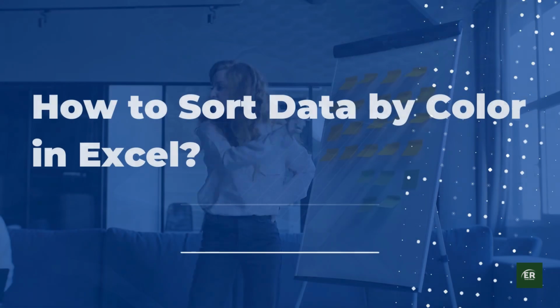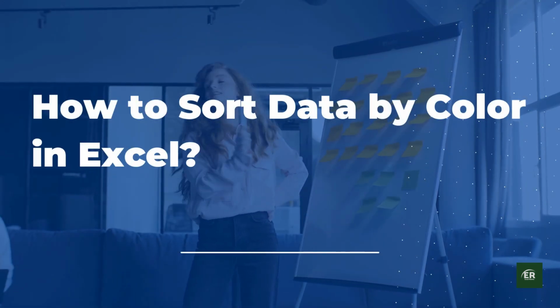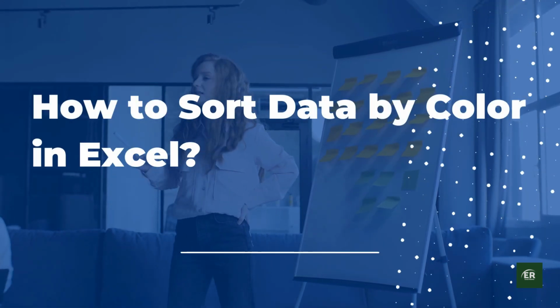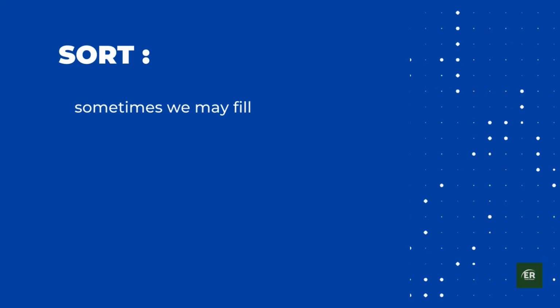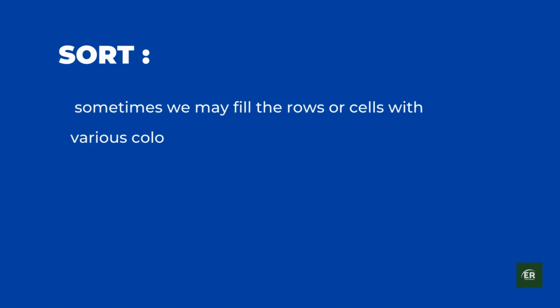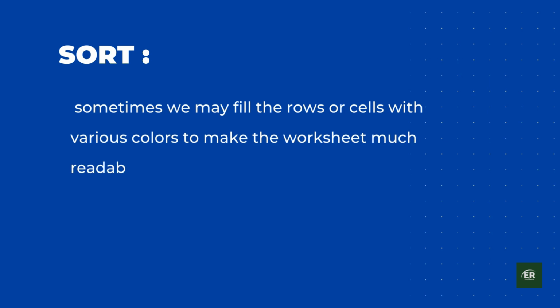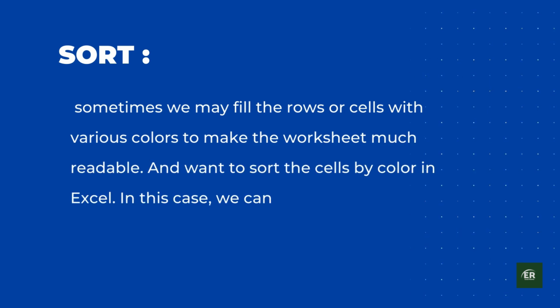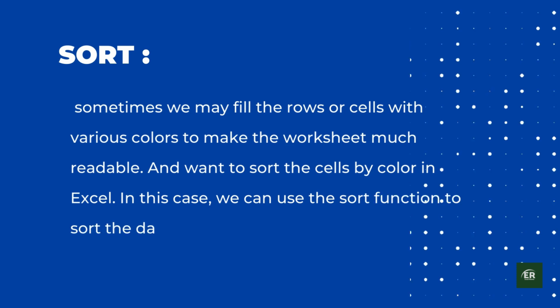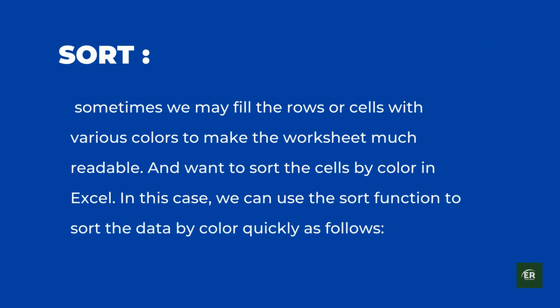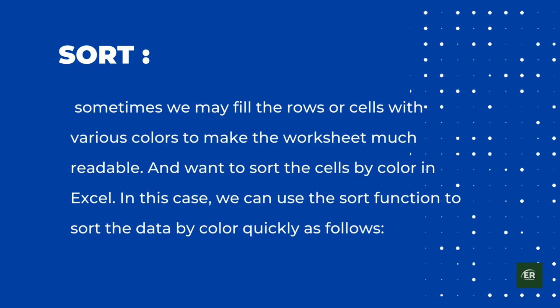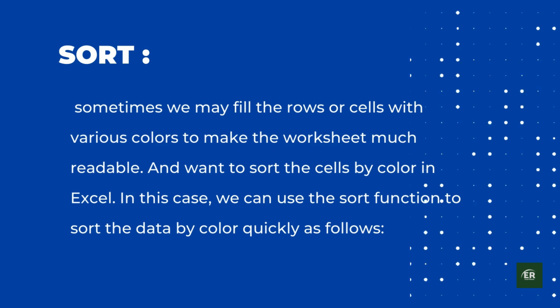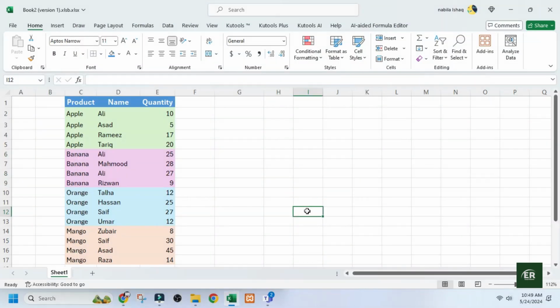So in this short video we will learn how to sort data by color in Excel. Sometimes we may fill the rows or cells with different colors to make the worksheet much more readable and want to sort the cells by color. In this case we can use the sort function to sort the data by color quickly. So let's start. Open your workbook.